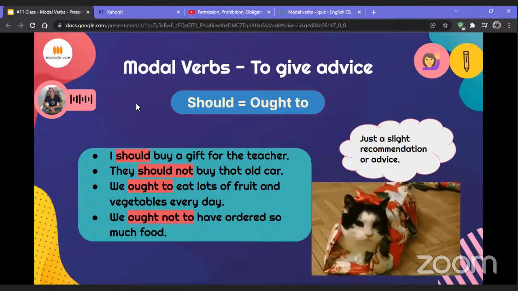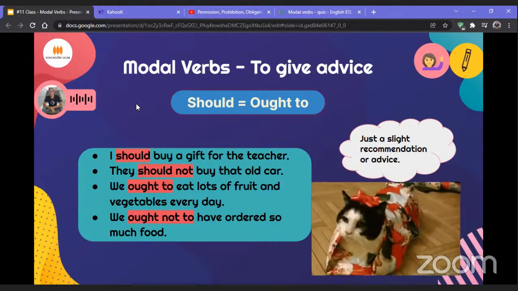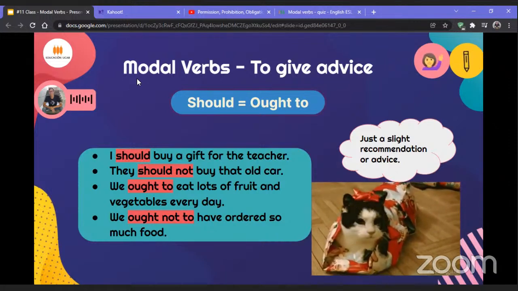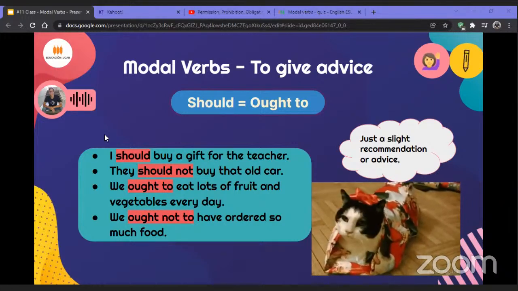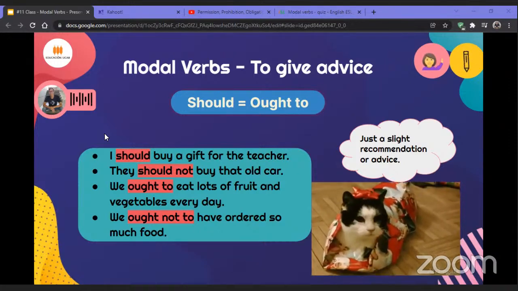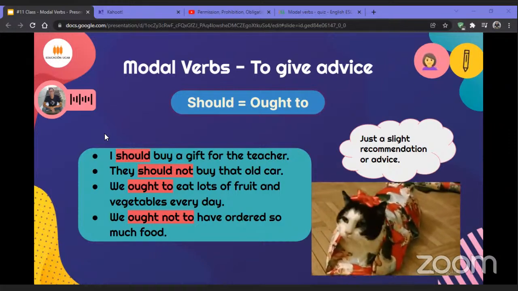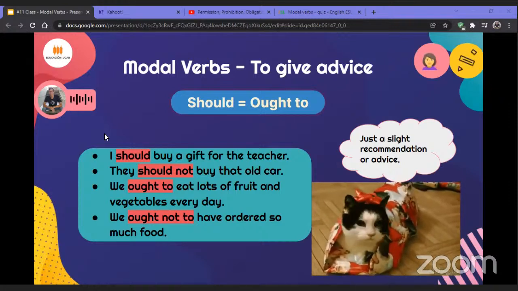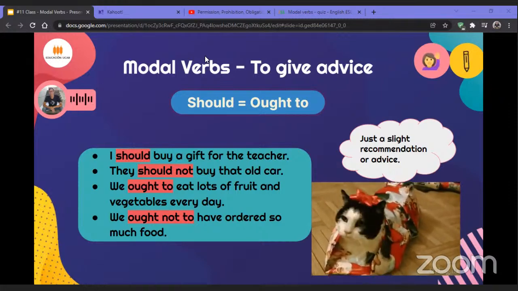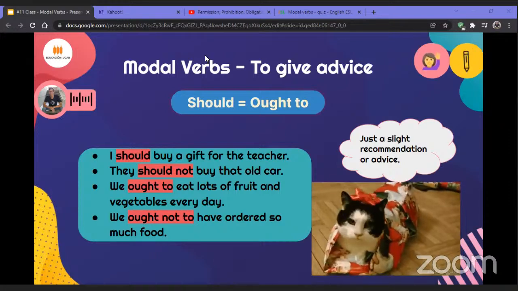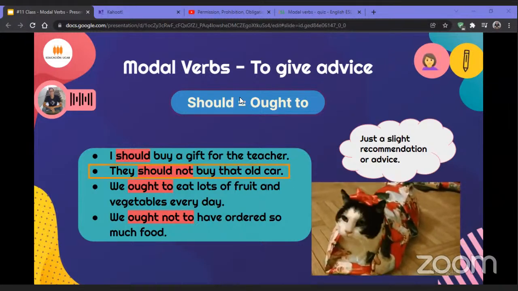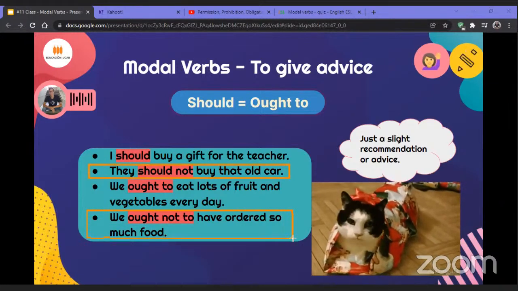I know Mason did a laugh cat, so I bought this little gift on the internet. On the other hand, with ought to, you say we ought to eat lots of fruits and vegetables every day, because it's something that people think is morally correct, or in our society, eating vegetables is healthy, so it's automatically correct. So let's see. I want Leticia to read the second one, and then Luisana, the last one, okay?